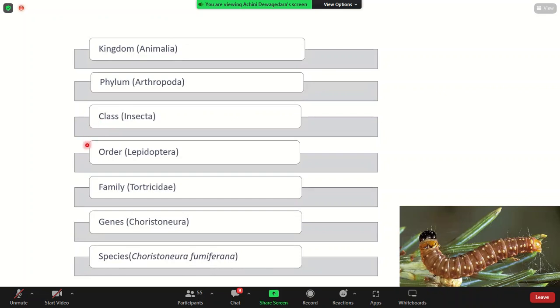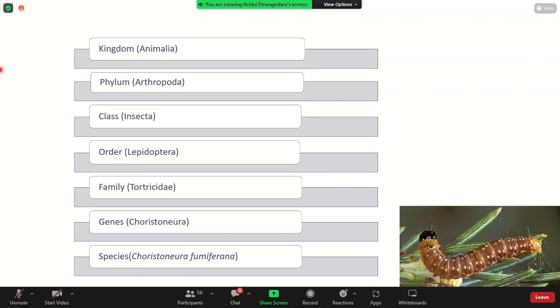Under this class, there are different types of orders. There are many orders. The order that this insect belongs to is order Lepidoptera, family Tortricidae, and genus Corystoneura, right? So the scientific name is Mimiage. I told you that there are millions of insects, so there is a huge variation from one to another.